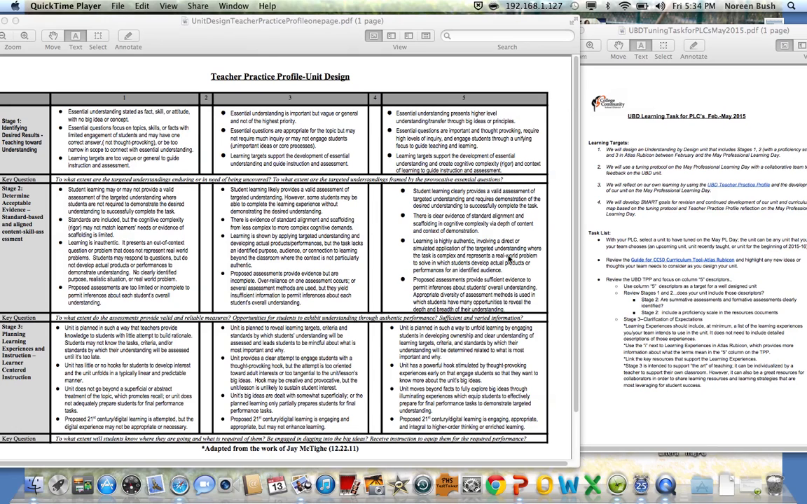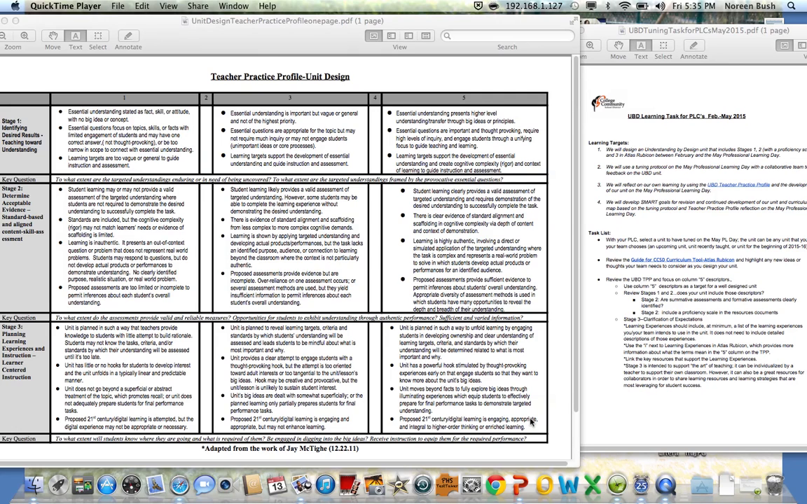And honestly, our district units, our district curriculum maps, really only include stages 1 and 2. Your building maps, or the individual maps for those of you who are the only person who teaches your particular subject area or course, that is where stage 3 comes into place.